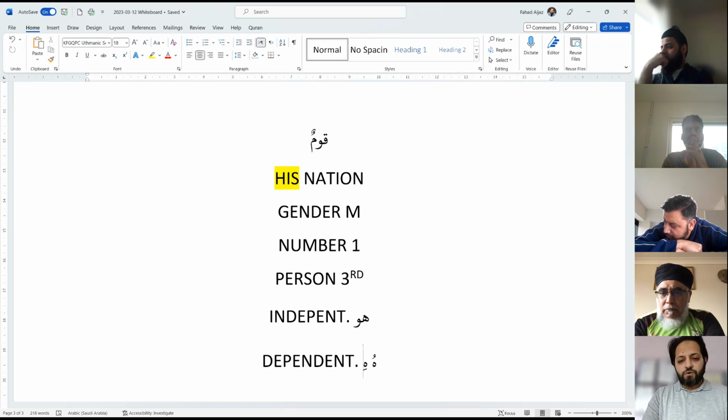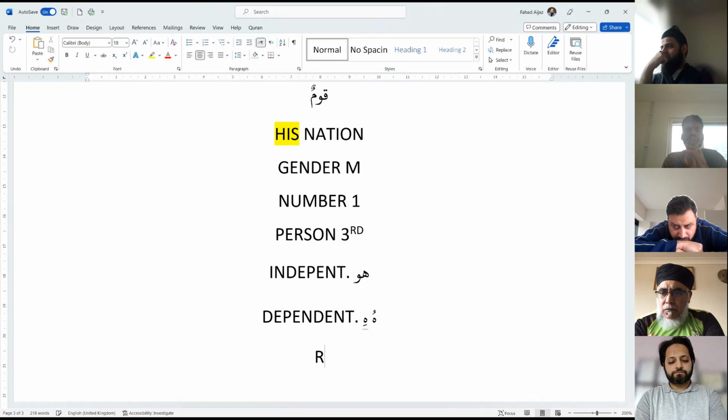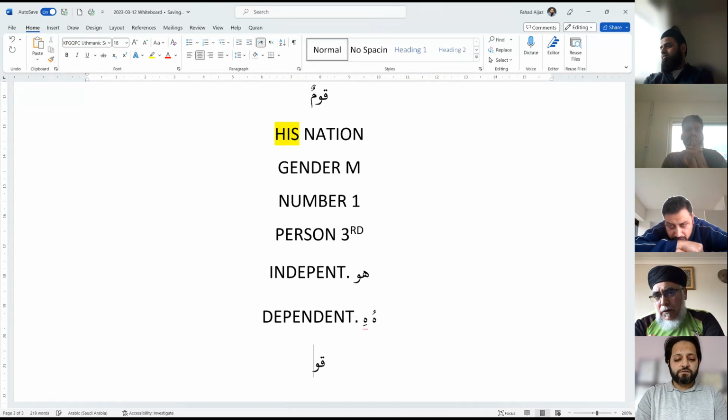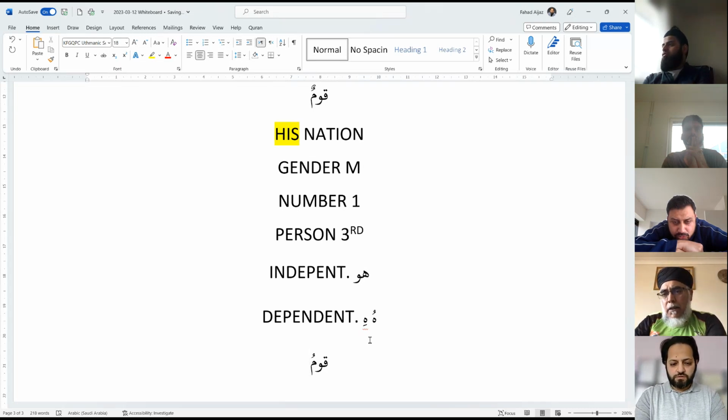So the word qawmun is going to be mudaf, and you know what the rules are. The mudaf has to be light, and the mudaf ilay has to be jar. And you now know the dependent form is jar. So should I pick hu or hi? Hu, or hi? Ikhtilaf in the ummah. So why hu and why hi?